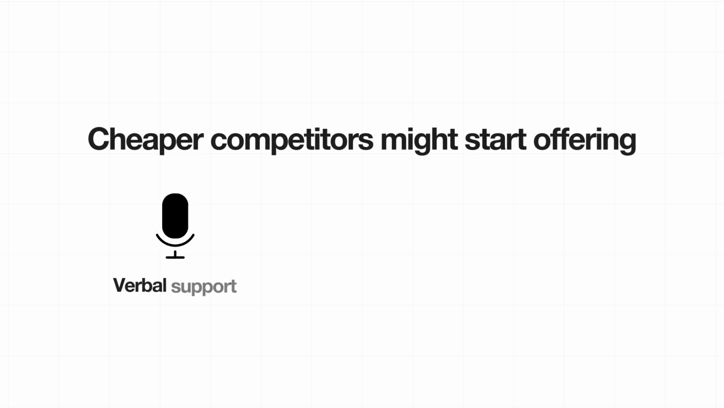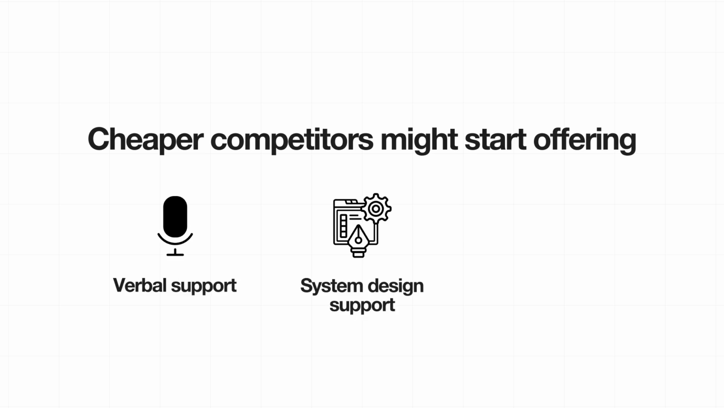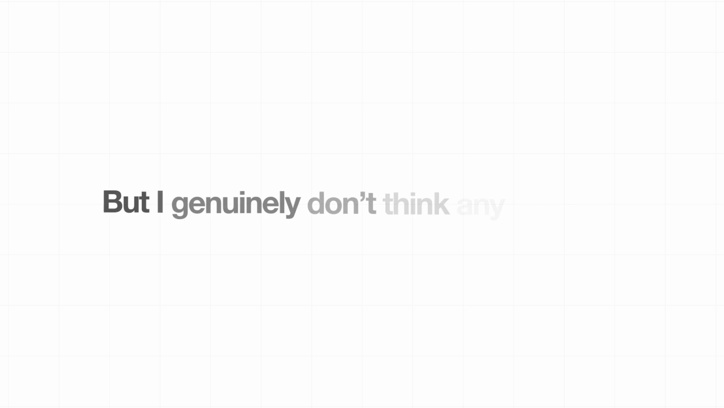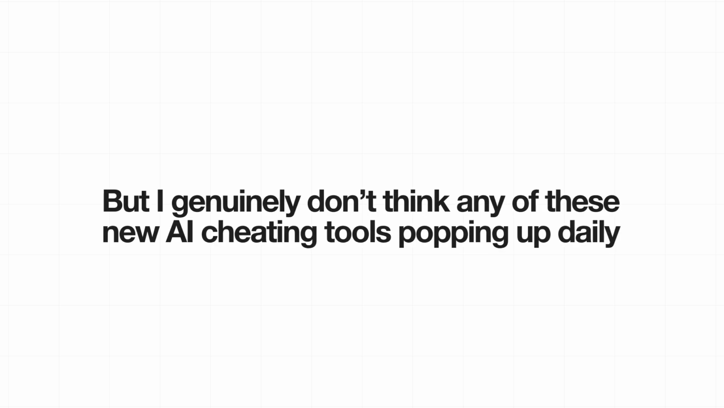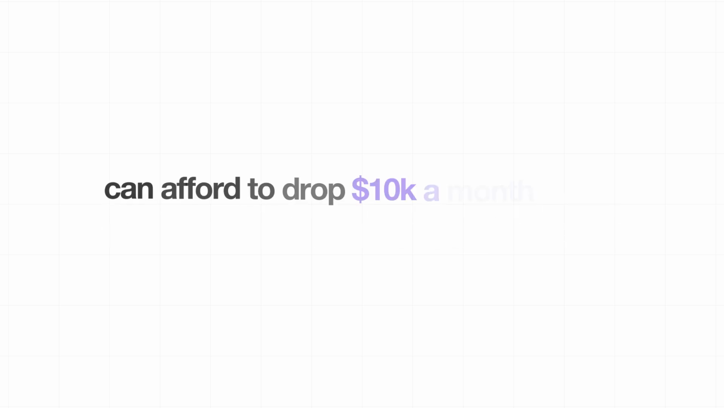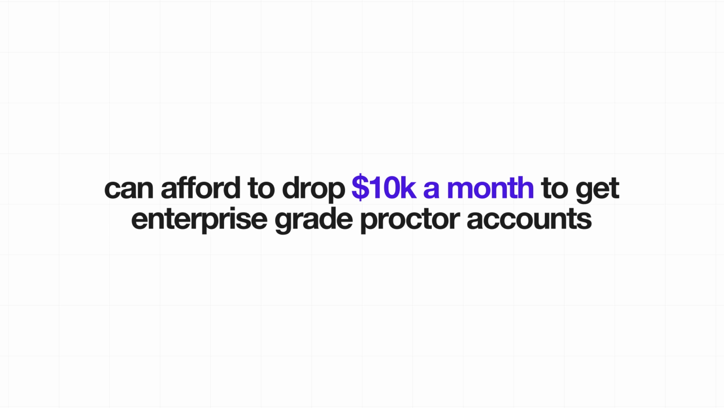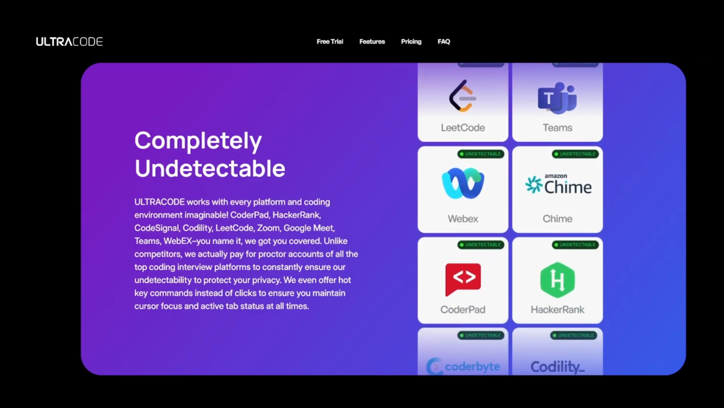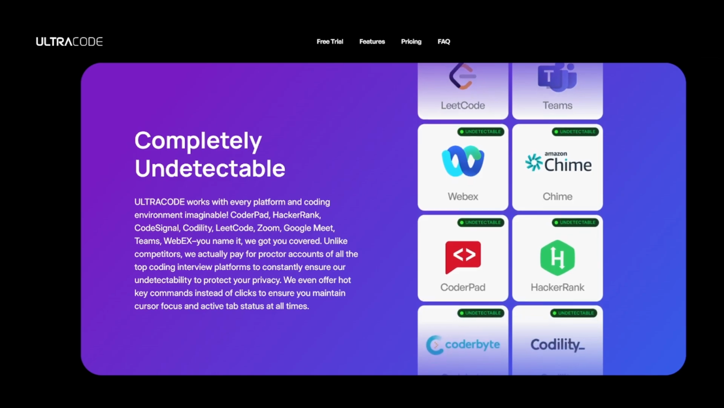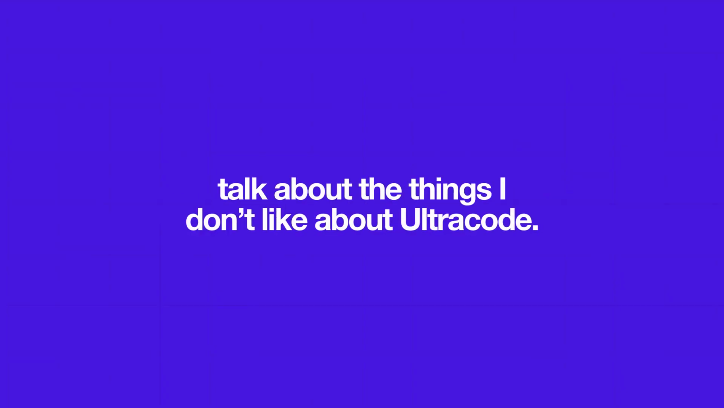I think eventually cheaper competitors might start offering verbal support, system design support, etc. But I genuinely don't think any of these new AI cheating tools popping up daily can afford to drop $10,000 a month to get enterprise-grade Proctor accounts to actually guarantee undetectability on all the major platforms. Now let's switch gears a bit and talk about the things I don't like about Ultracode.